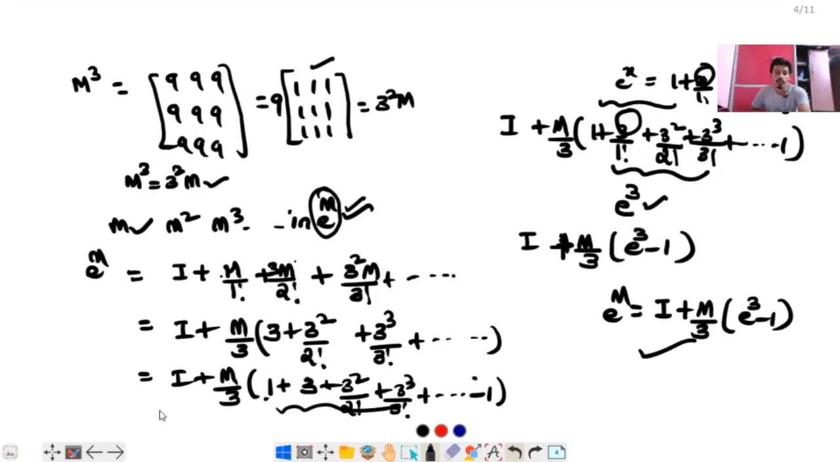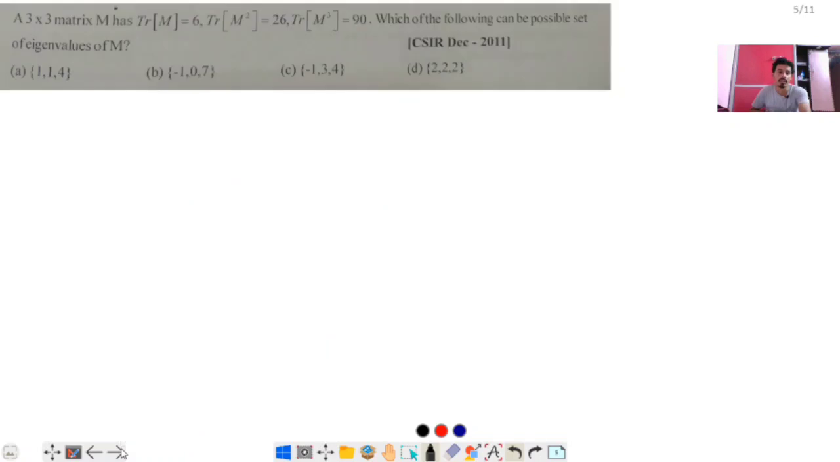Now we will go to another problem. A 3 by 3 matrix M has trace of M equal to 6, trace of M square equal to 26, and trace of M cube equal to 90. Which of the following can be a possible set of eigenvalues of M? Already you know trace means the sum of the eigenvalues. The trace of M is 6.